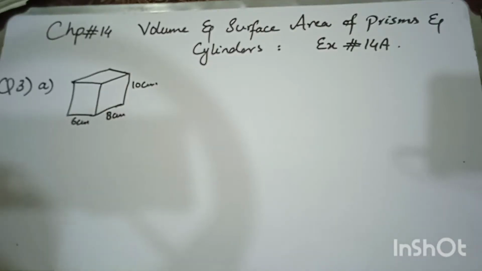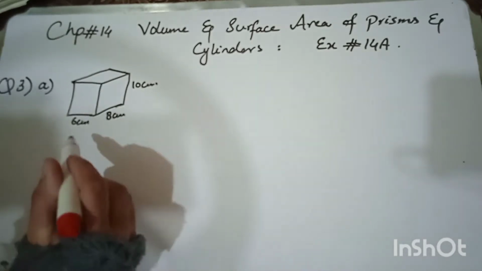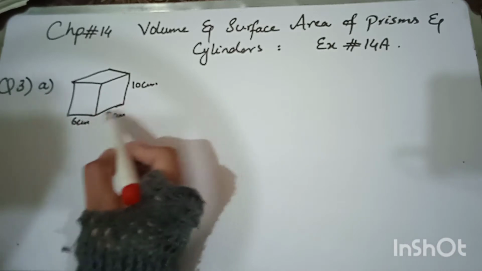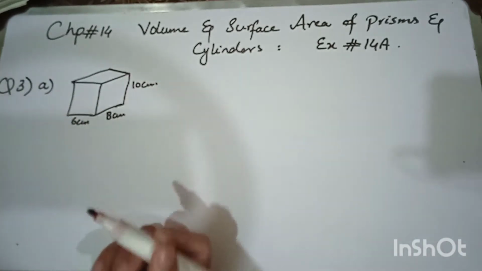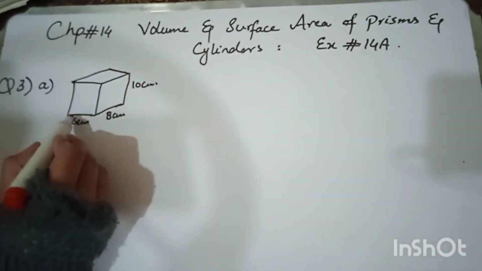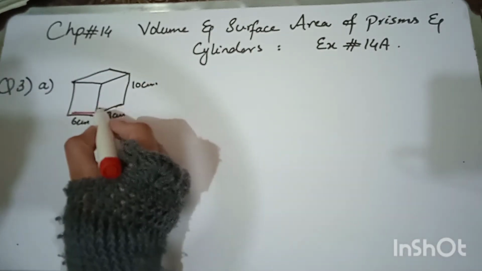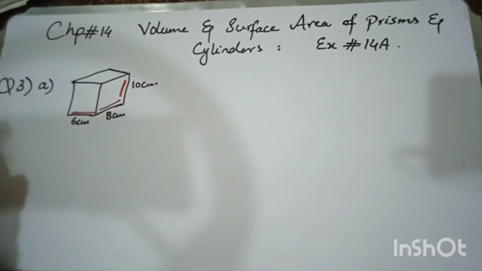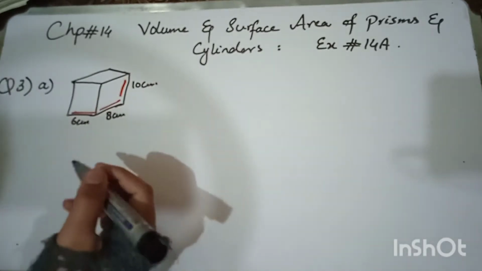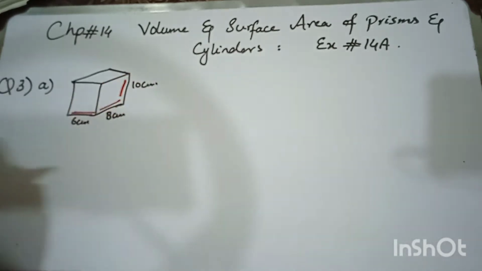Okay, in question number 3, figure A, we have the cuboidal shape. You can see that we have the length, width, as well as the height of this cuboidal shape. So this is the length, this is the width, and this is the height. Now by using the formula of volume, we will find out the volume of this cuboidal shape.